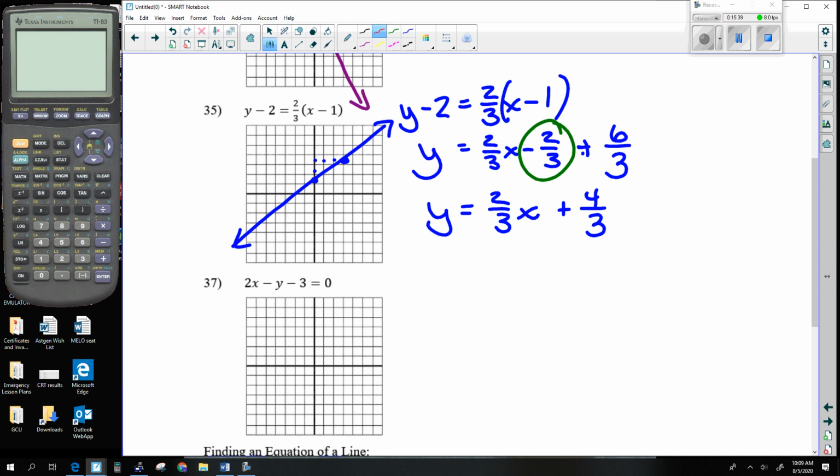Okay, so what they're really trying to get you to figure out is this. If you find these points, and they're going to be opposites, so the x-coordinate is positive 1, the y-coordinate is positive 2, you plot that point, and then it has a slope of 2/3. So that's kind of what they're trying to get you to figure out.